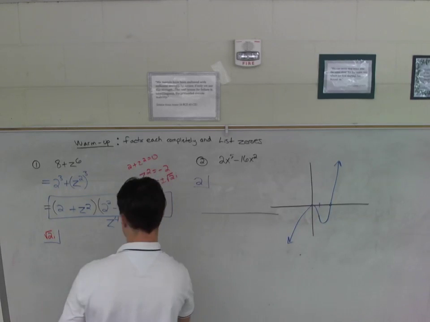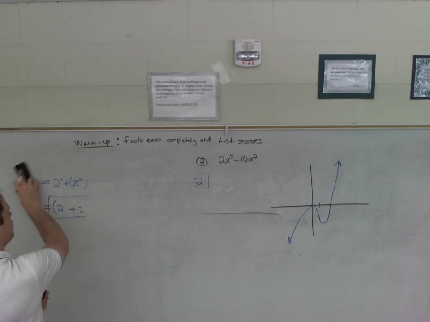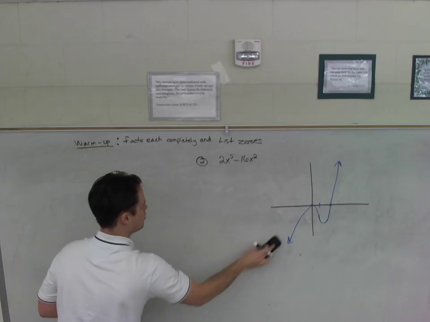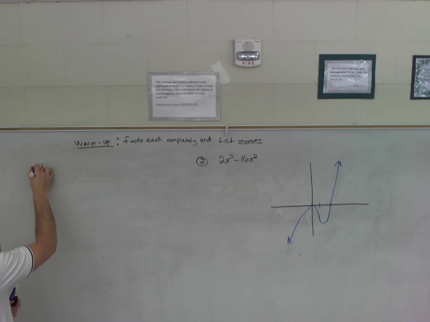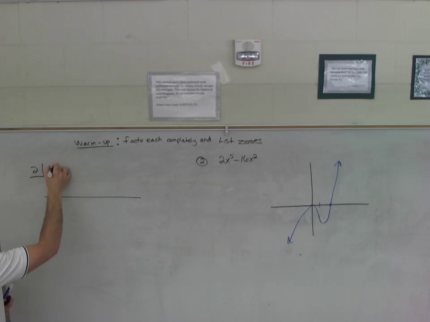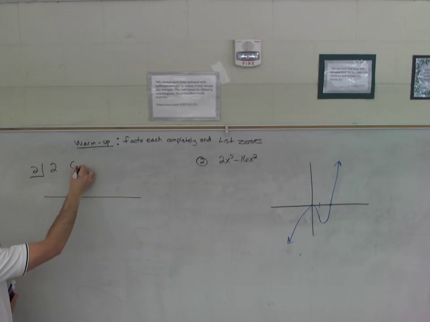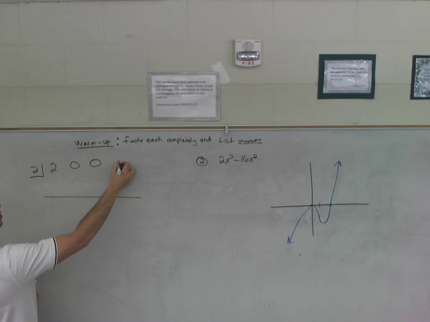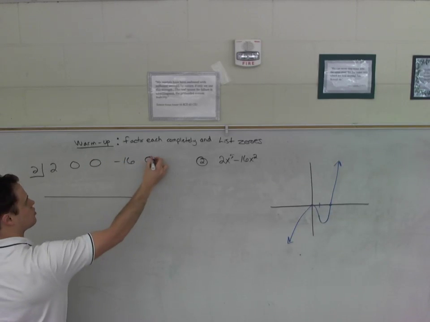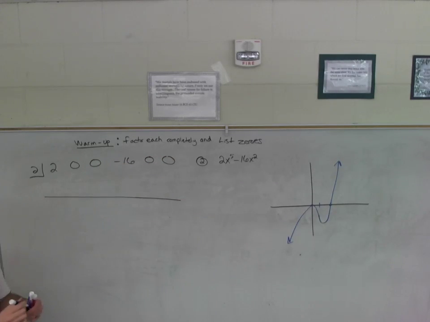I might need some more space, so I'm going to erase this one. Let's go over here. We'll go for 2. We're going 2, 0, 0, 0, 0. My goodness, you can do this fast, right? So we go 2, 4, 4, 8, 8.